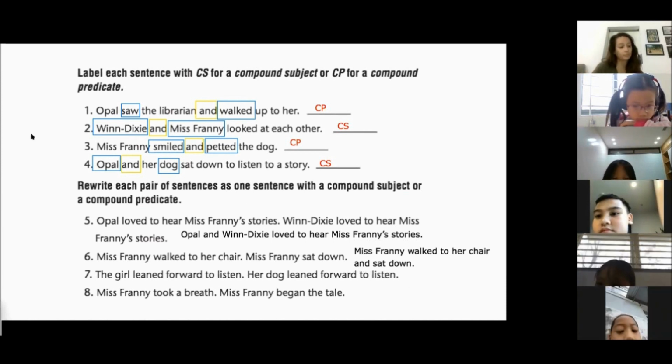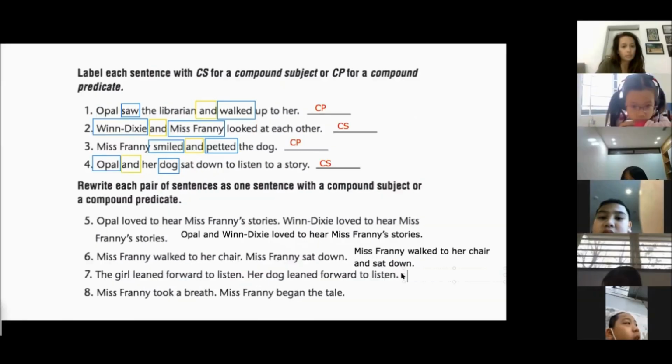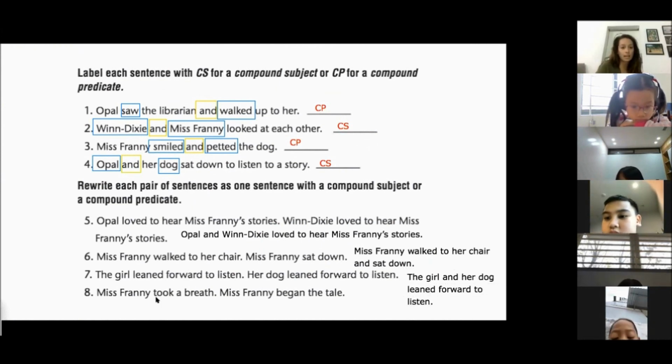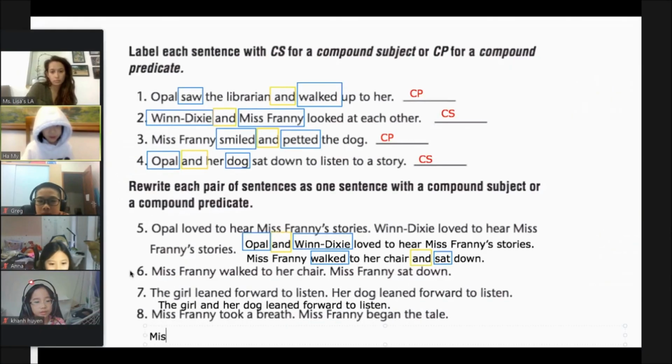Number 7. The girl leaned forward to listen. Her dog leaned forward to listen. Okay, how can we combine these two sentences? The girl and her dog leaned forward to listen. And our last one. Miss Franny took a breath. Miss Franny began the tale. Okay, so how can we combine these two? Miss Franny took a breath and began the tale.